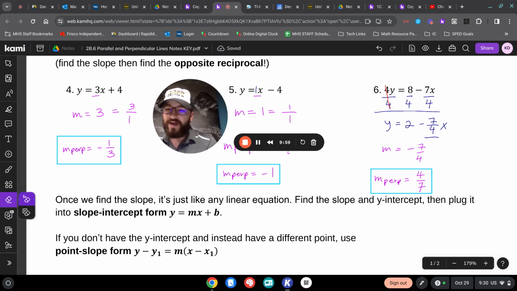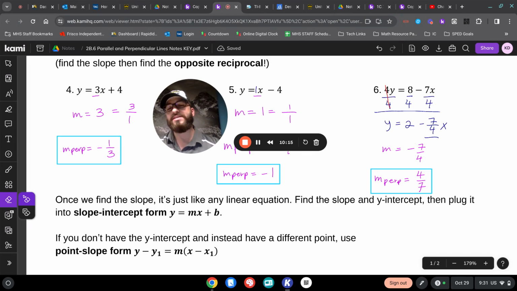So once we find that slope, it's just like any linear equation. Once we've found the slope and y-intercept, then we can plug it into our slope-intercept form. y is equal to mx plus b. Okay, if we don't have the y-intercept and instead have a different point, we can just use our point-slope form.